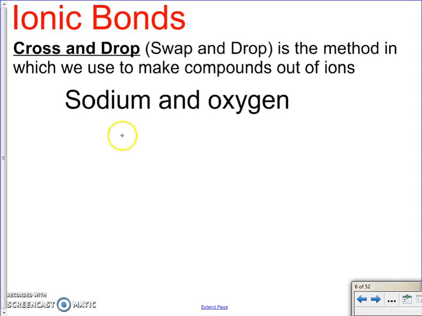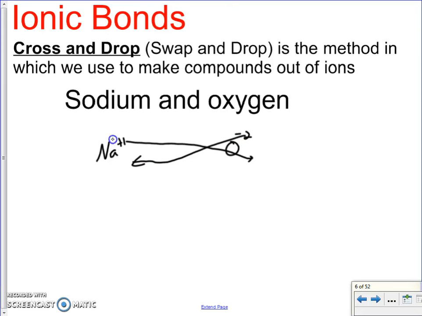Now, there's an easier way to do this. We call it the cross and drop method, or the cross and swap, or swap and drop. There's a couple different ways to do it. But literally what you do is you just write the ion symbol out. So sodium, again, is Na+1. Oxygen is O-2. And we're just going to take these charges, the literally numeric values, and cross them down and over. And we will drop the positive and negative sign.